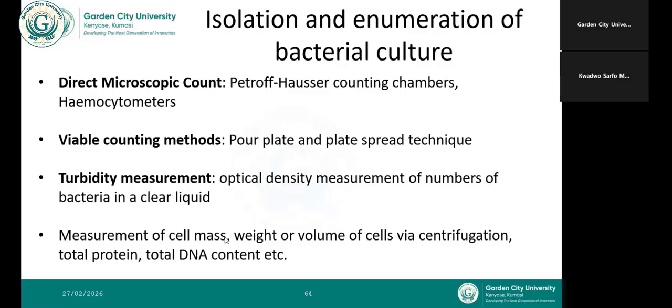You can also use the measurement of the cell mass, weight, or volume of the cells by centrifugation, or you can use molecular techniques to measure the proteins or the DNA content. So I'm sure you've been hearing of microbial load using the molecular approach, example PCR.